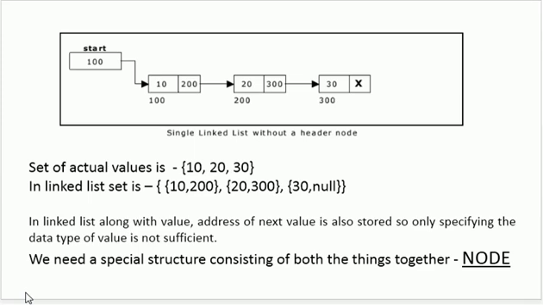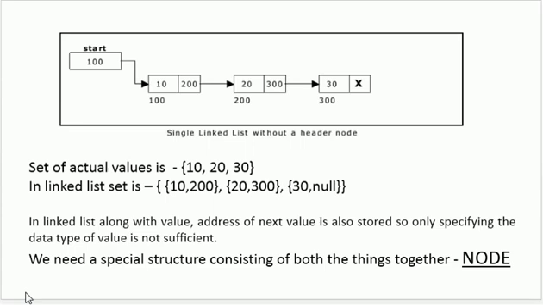Similarly, the address of the third value is 300. So along with my second value, I am going to save the address of the third value as well. So the actual set of values is 10, 20, 30. But if I want to create a linked list, I am going to save it like this: 10, the next value is at 200. 20, the next value is at 300. 30, that's it. My list is over.